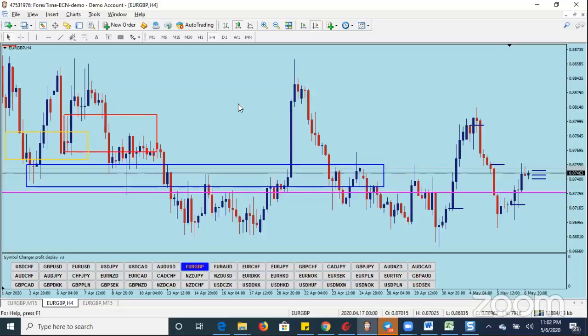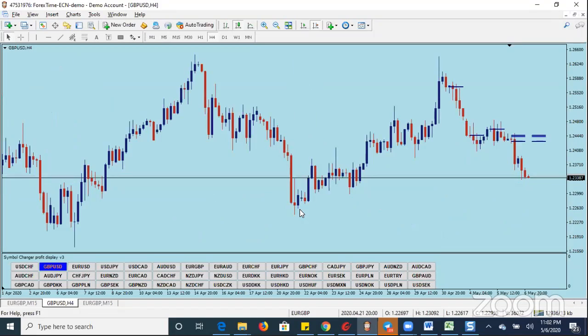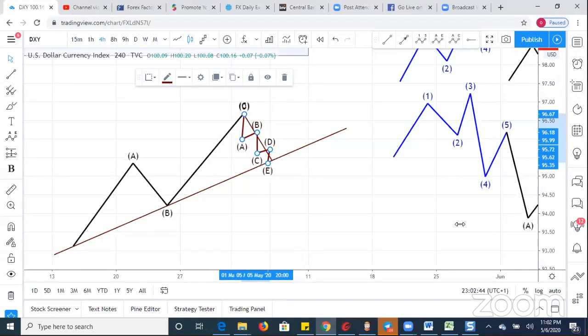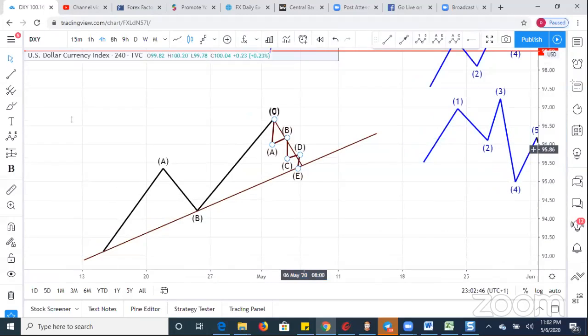Price could just, let's go to GU. Let's see what happened in GU. So I'll explain this better. GBP USD. Now, this is GU. On Sunday, I met with one of my team and we analyzed the DXY.